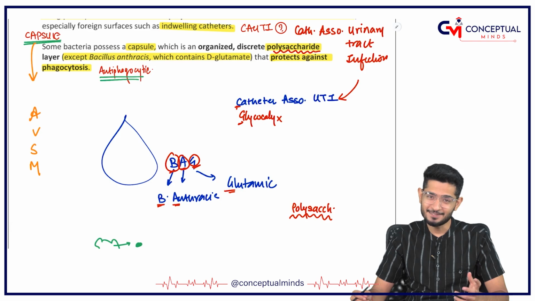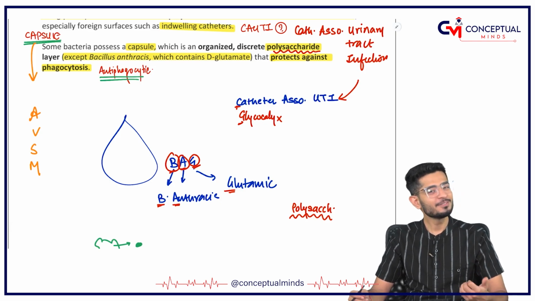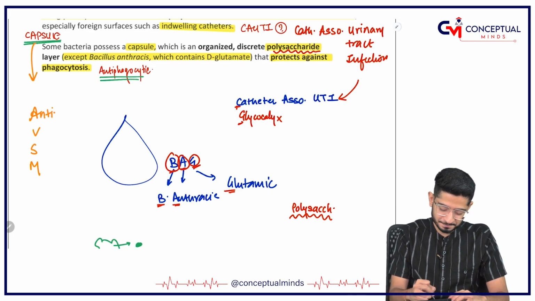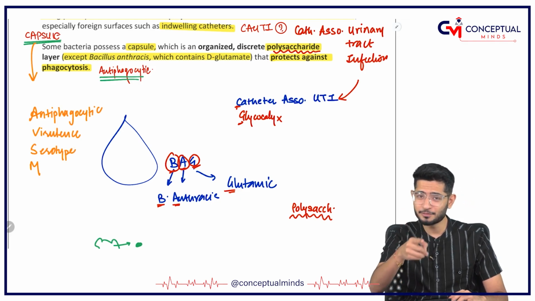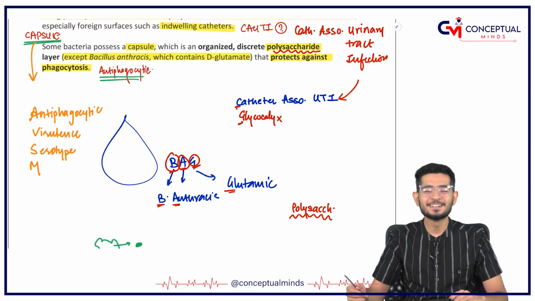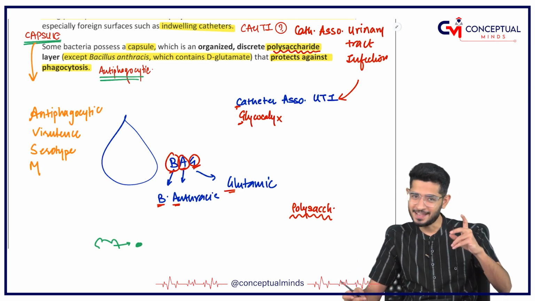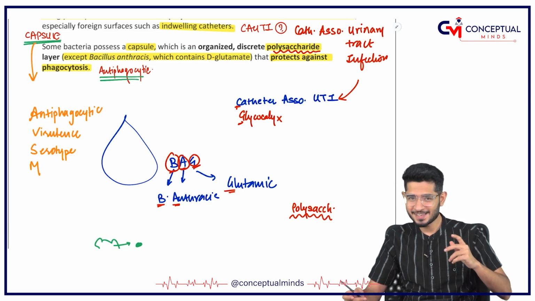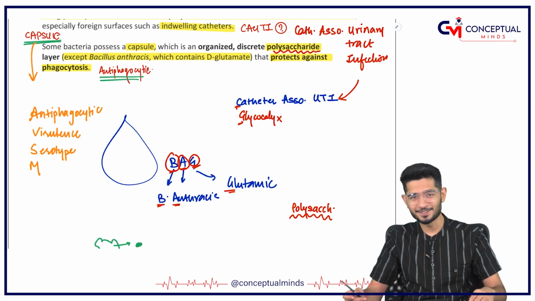But then, AVSM has capsule. What is AVSM? A for antiphagocytic, V for virulence, S for serotype, and M I leave for you. You will tell me in the comment what M is, or otherwise we will discuss it in the class on capsule. But yes, AVSM has capsule. Okay, you have to remember this.